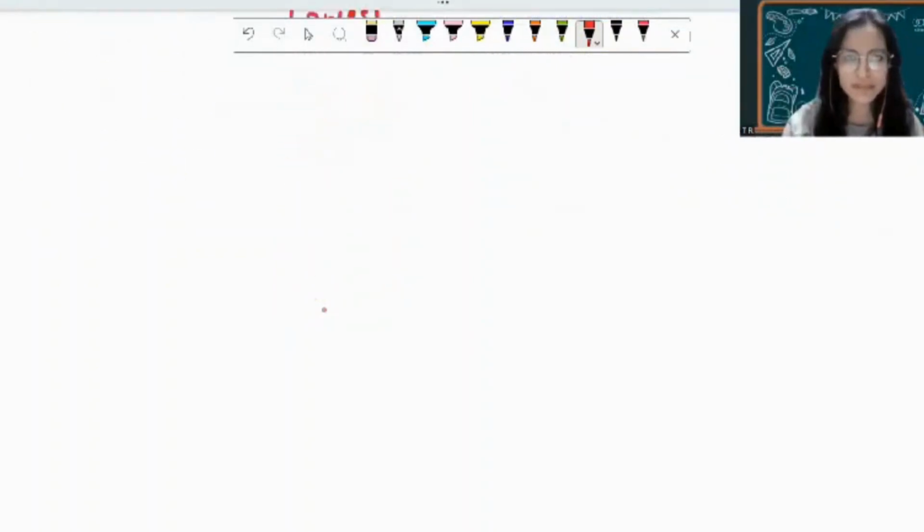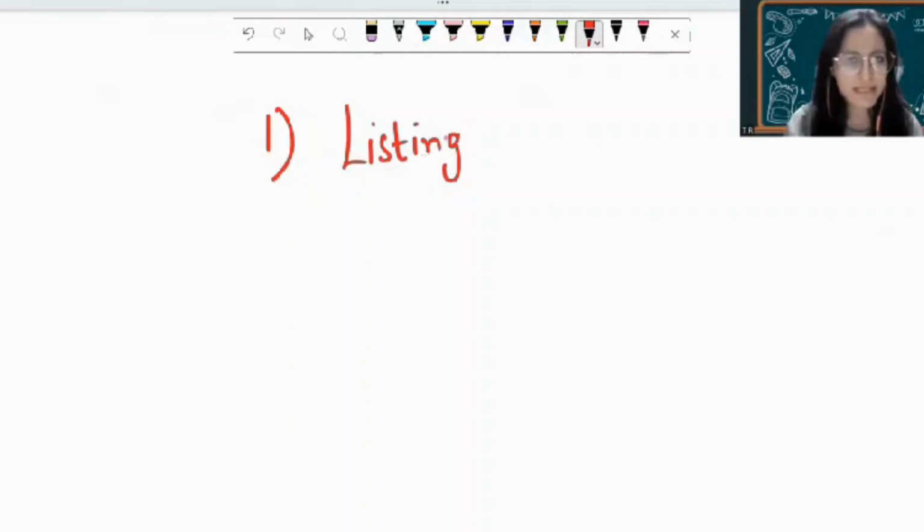So the first method is going to be listing multiples, because we are talking about least common multiple. So it is about multiples. We are going to list down the multiples of the numbers about which we have to find the LCM. So listing multiples it is.